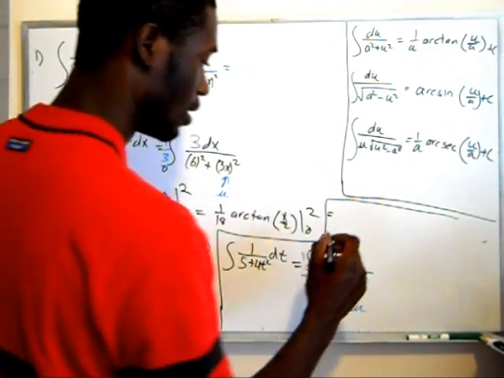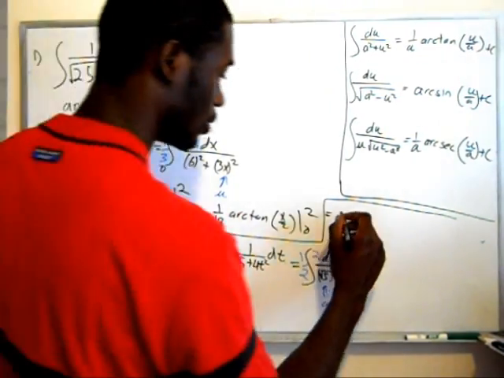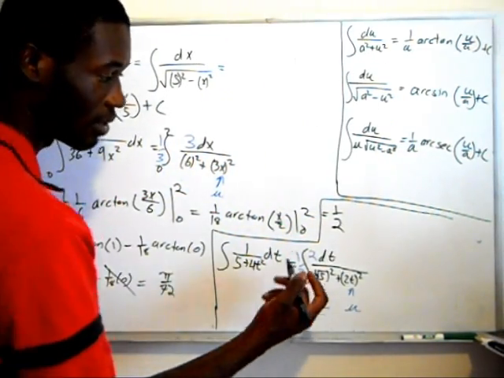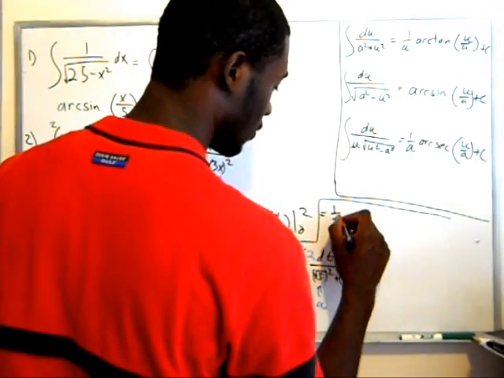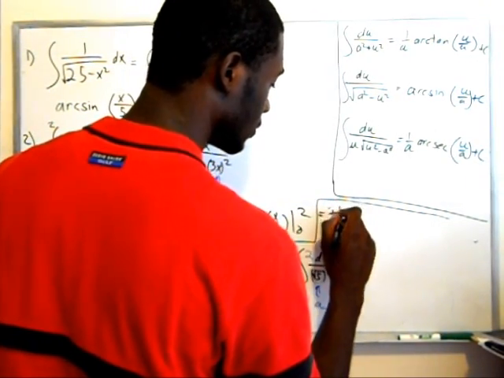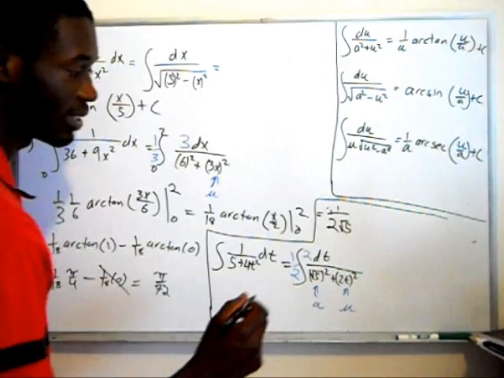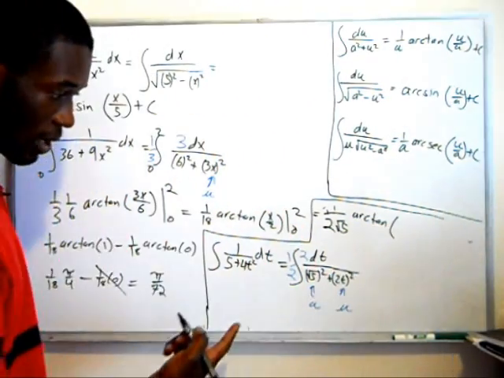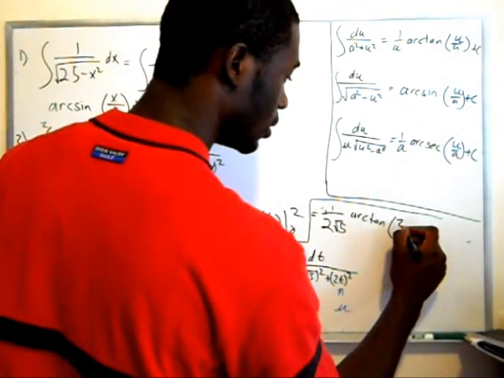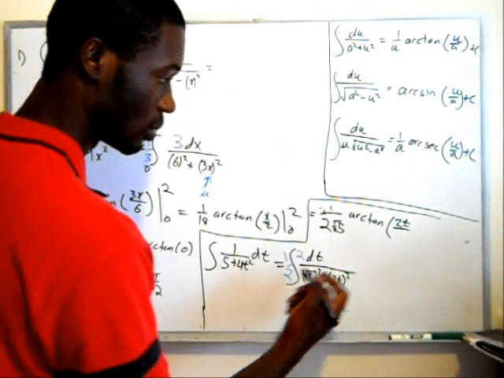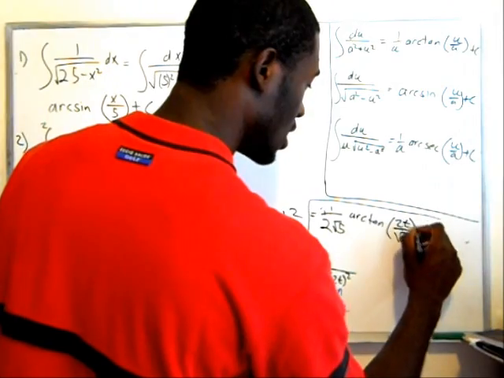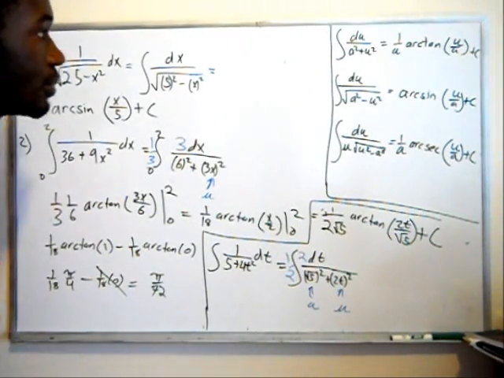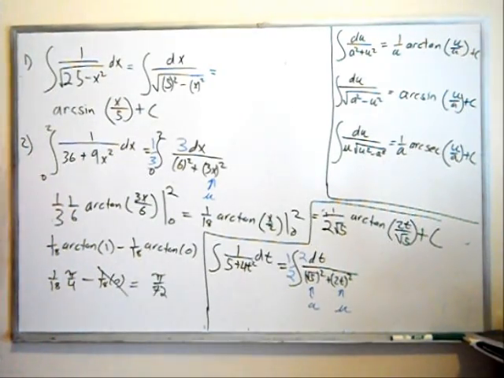So this turns out to be 1 over a. No, I need to put the 1/2 in the front. So it's 1/2 times 1 over a. A is square root of 5. So it's going to be 1/2 square root of 5 times arctan of u over a. My u is 2t. My a is square root of 5. And I need to put a plus c because it's an indefinite integral. Okay, so that's how you do that one.